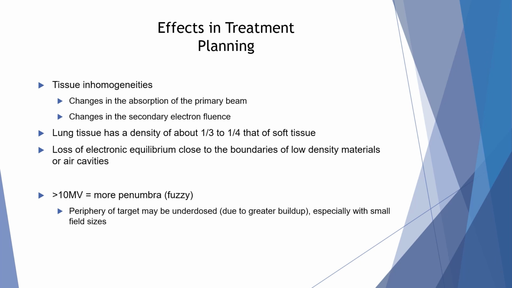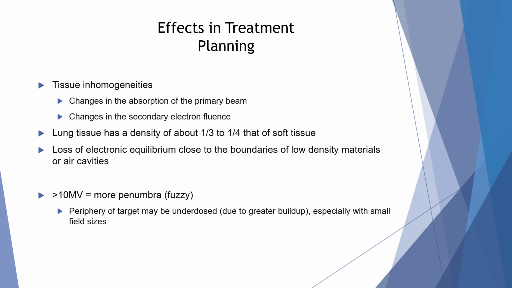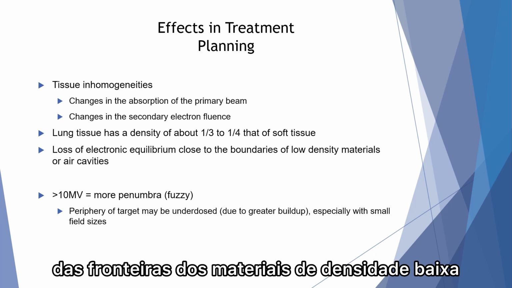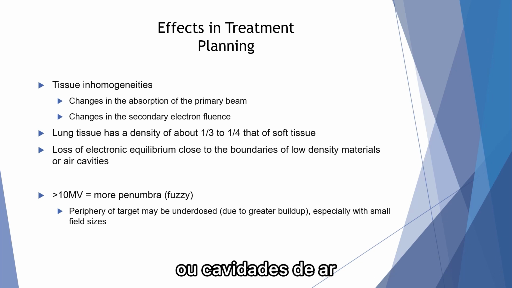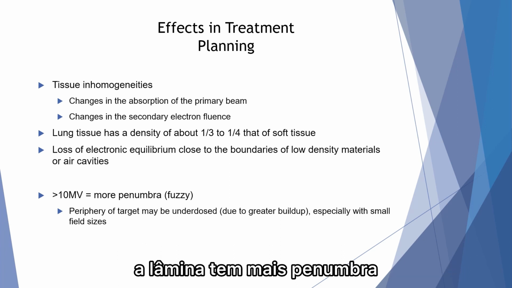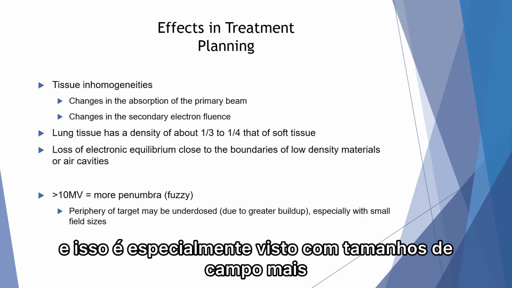As for lung, the density is about 1/3 to 1/4 that of soft tissue. Due to that, you have loss of electronic equilibrium close to the boundaries of the low density materials or air cavities. When you start using higher energies, the beam has more penumbra. The periphery of the target may be underdosed due to the greater buildup, and this is especially seen with smaller field sizes.